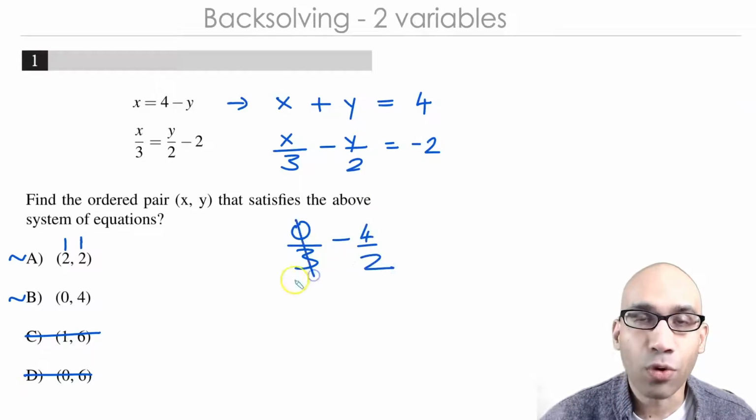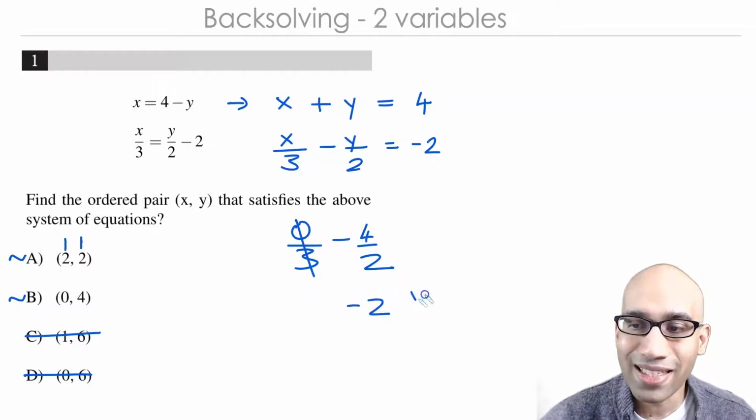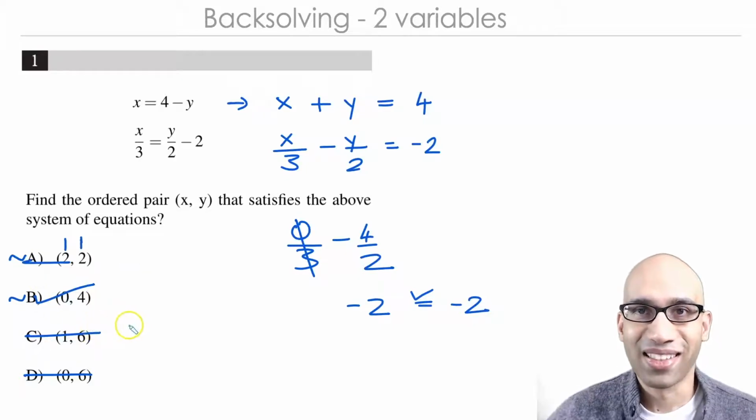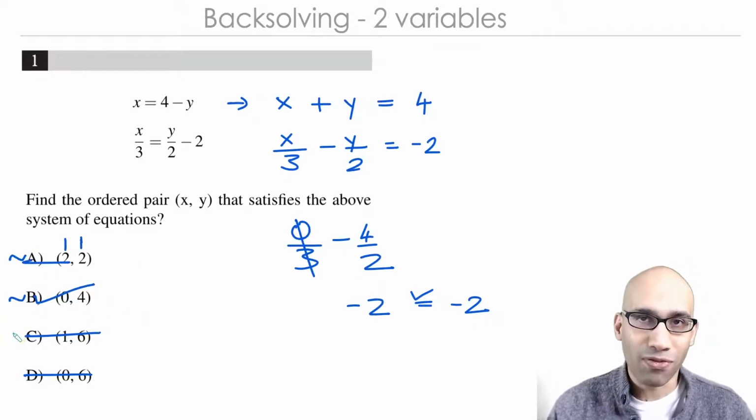0 over 3 is, of course, 0. So all you're left with is negative 4 over 2, which is equal to negative 2. And that ties out very well with this negative 2 over here. And that's it. You've gotten this to be the answer. You can safely eliminate this. That's how easy it can be to solve this problem.